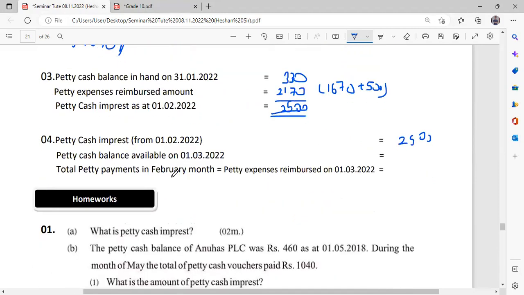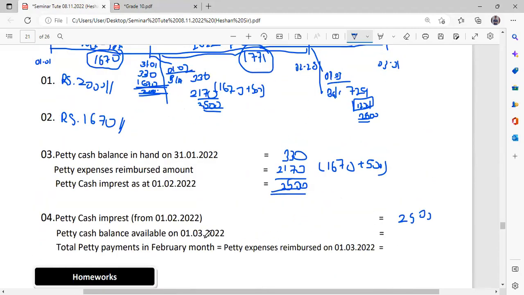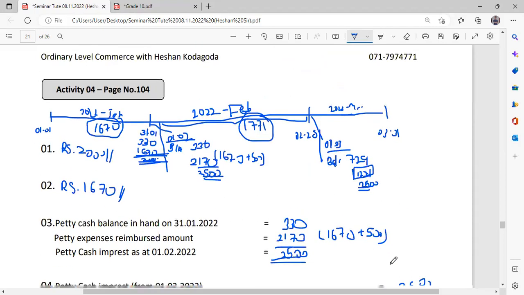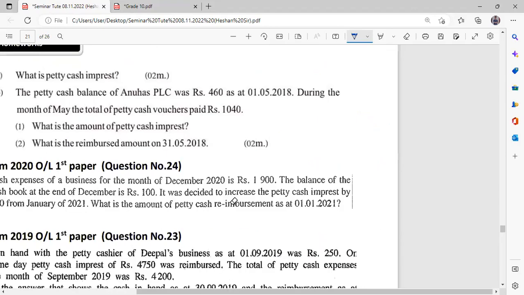So the petty cash balance available on 1st March 2022 is 729. This is the amount of total petty cash payments in February month that should be reimbursed on 1st March 2022, which means 1770. I think it's clear.